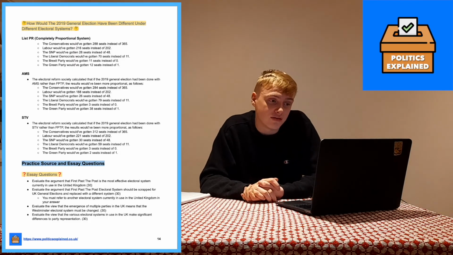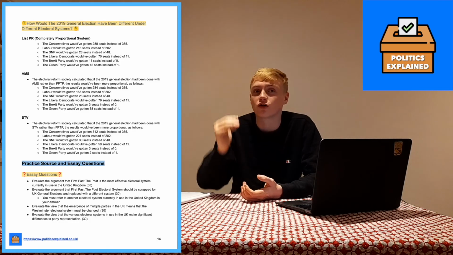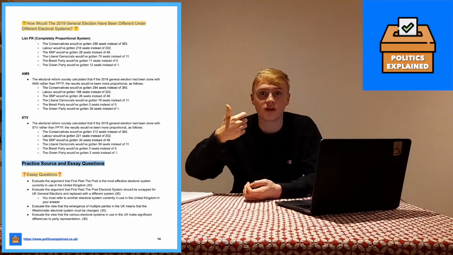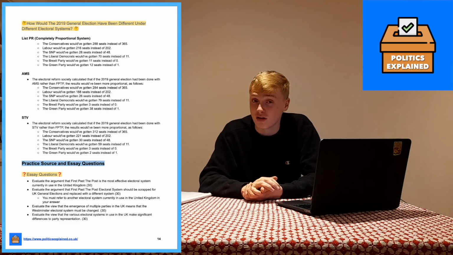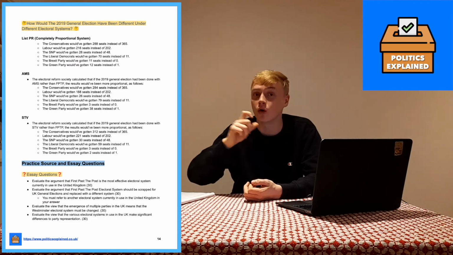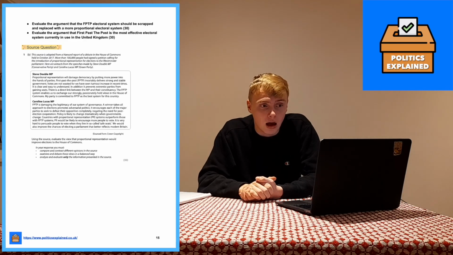And evaluate the argument that first past the post is the most effective electoral system currently in use in the United Kingdom, where you might focus more on the criteria, with paragraphs on voter choice, proportionality, type of government and politics, and have a more equal comparison between the different systems within that.